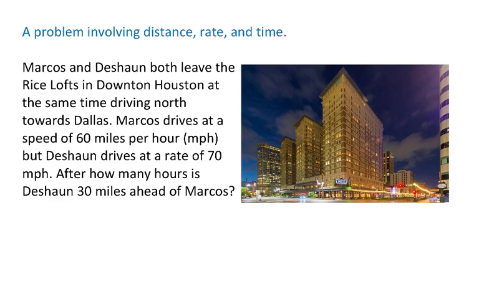So here's a picture of the Rice Lofts, which are now a condominium, but were originally a very famous hotel in Houston. And the two guys are leaving here and heading towards Dallas. If you know anything about traffic on Interstate 45, the only way that they could be having these kinds of speeds is if they're driving in the middle of the night.